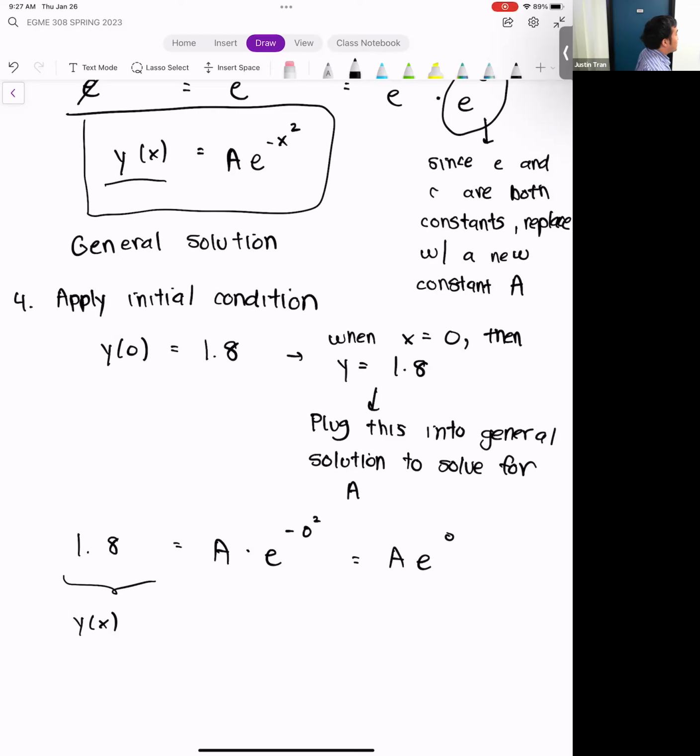All right. And so 0 squared is 0. Minus 0 is still 0. And so on the right-hand side, we have a times e to the 0.